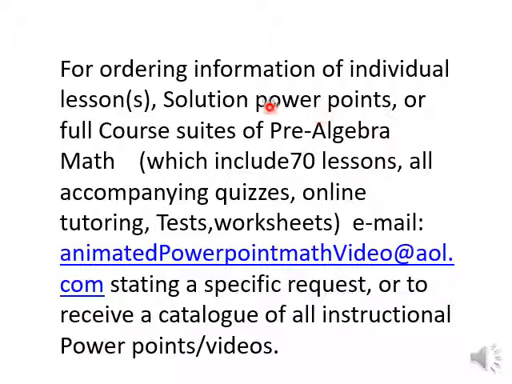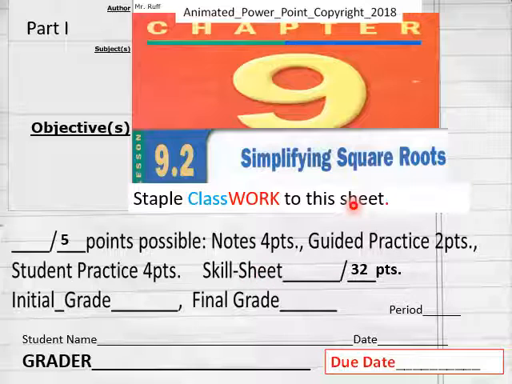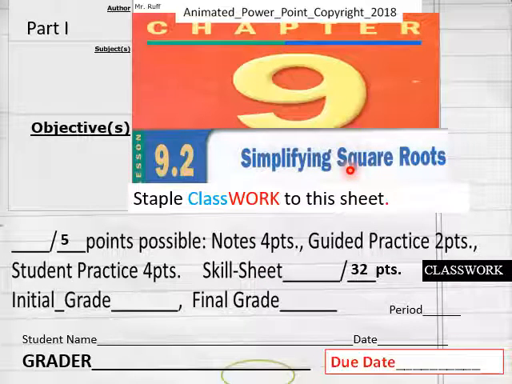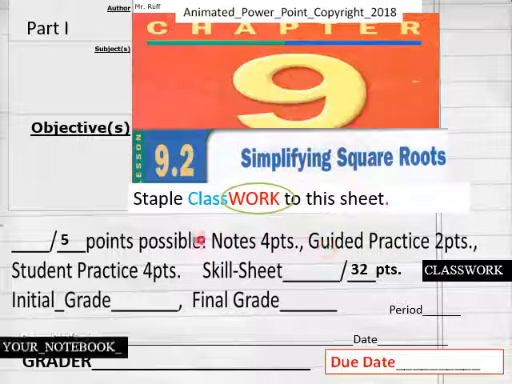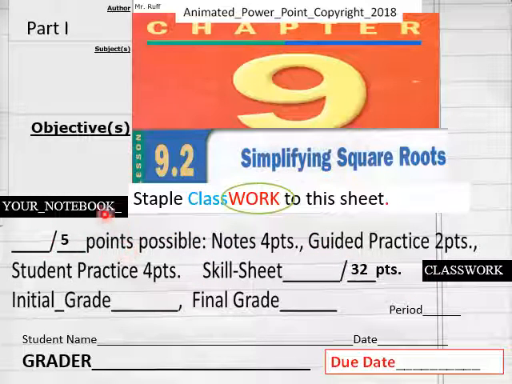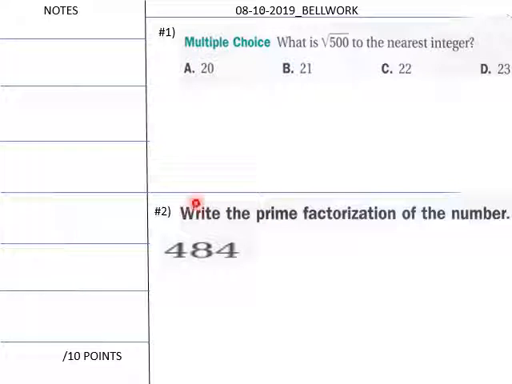Hello everybody, we're getting ready to do lesson 9.2 Pre-Algebra Math Part 1. And today's lesson is simplifying square roots. We have a 32-point skill sheet today for classwork, and then we have 5 points here of taking notes.